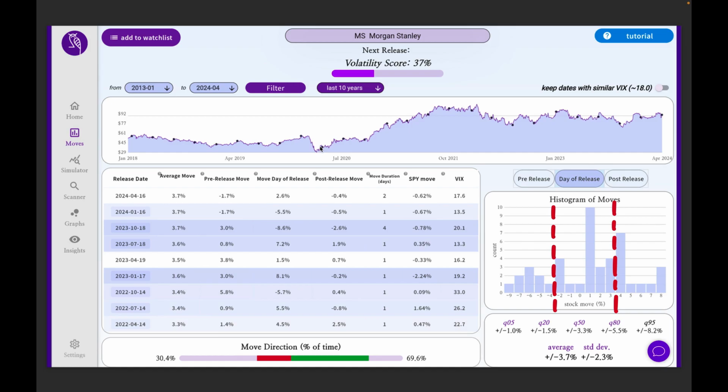So let's dive right in, and let's start by reviewing some of the signals of why Morgan Stanley was a good candidate for this long volatility strategy. As you know, long volatility in a nutshell is the bet that the move on the day of release, the first day of trading after the earnings is released, the actual stock move will be higher than the move priced in by the implied move, basically.